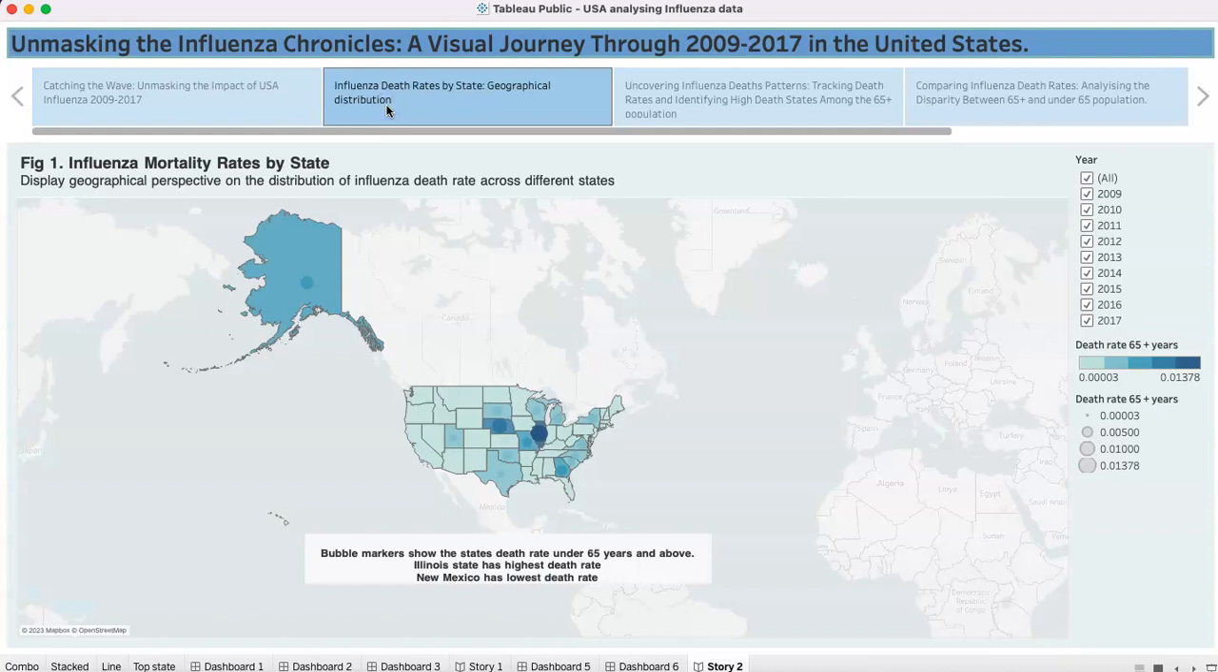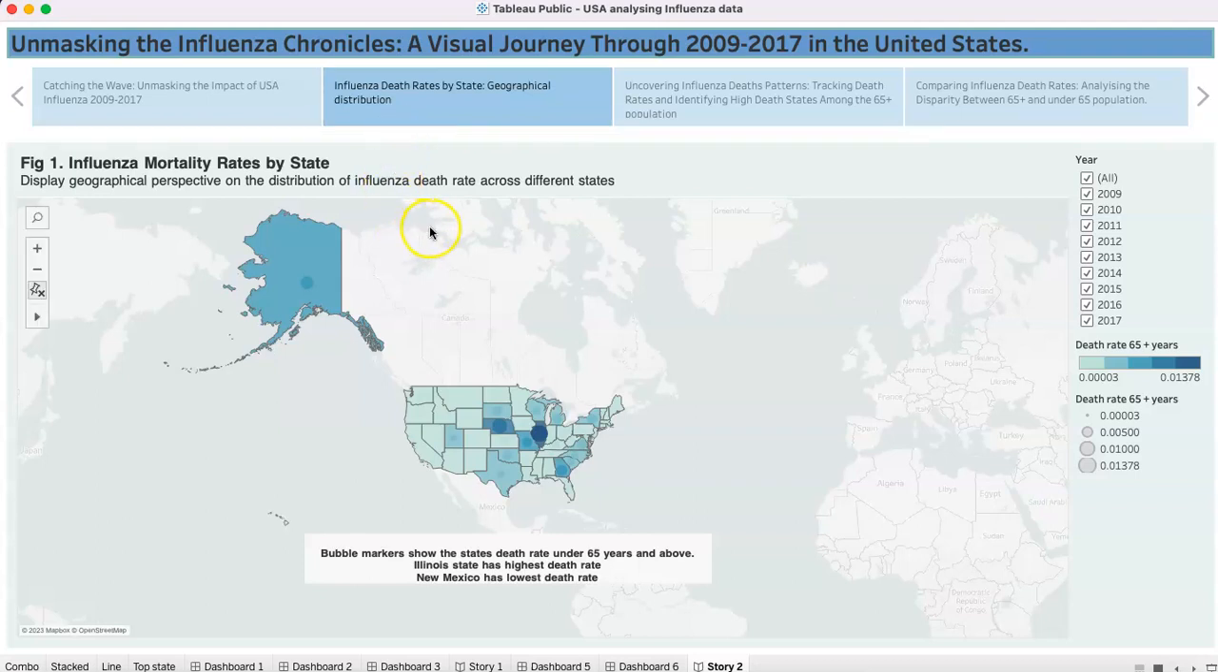Moving on to this map. This map provides a geographical perspective on the impact of influenza on the elderly population across different states. As you see, the map has different size bubbles. The big bubbles show higher death rate and small bubbles show low death rate per state for individuals aged 65 years and above between 2009 and 2017.